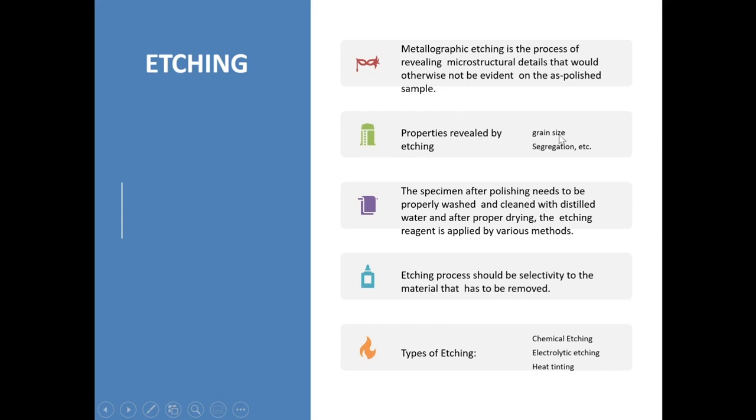Properties revealed by the etching are grain size, segregation. The specimen after polishing needs to be properly washed and cleaned with distilled water. After properly drying, the etching reagent is applied by various methods. Different etching reagents or different types of etching processes can be applied on that dried surface. Etching should act selectively on the material that has to be removed. So the types of etching are chemical etching, electrolytic etching, and heat tinting.